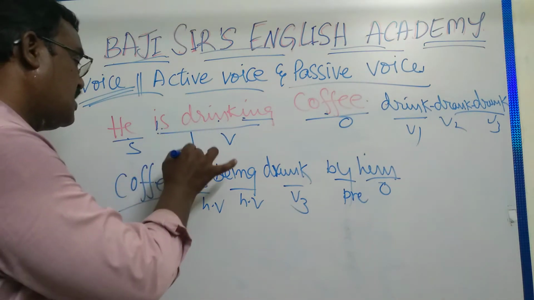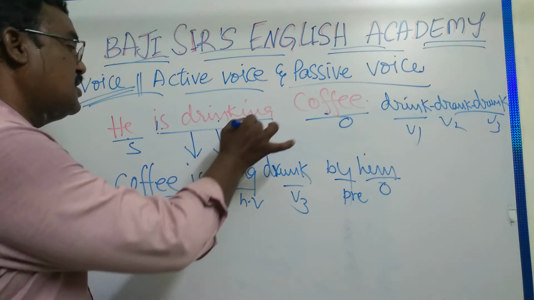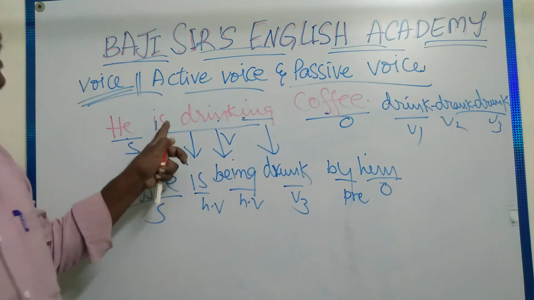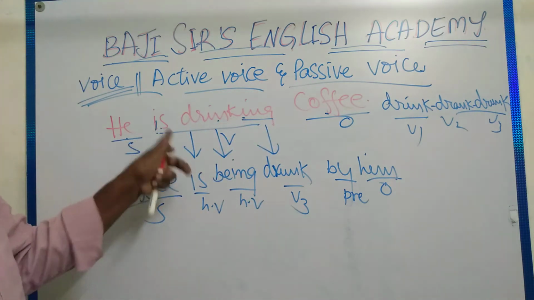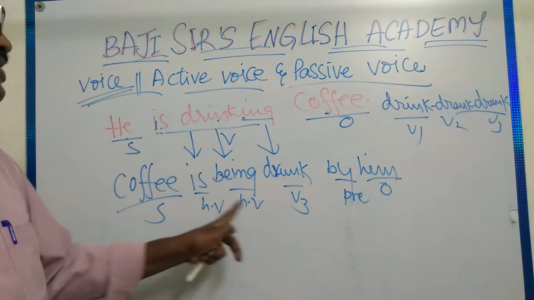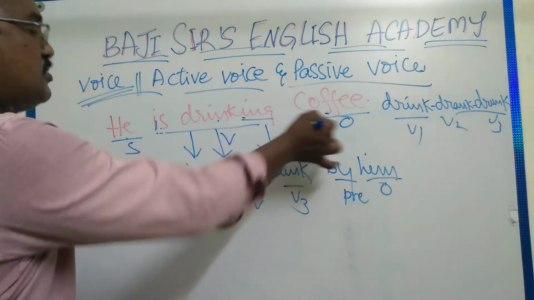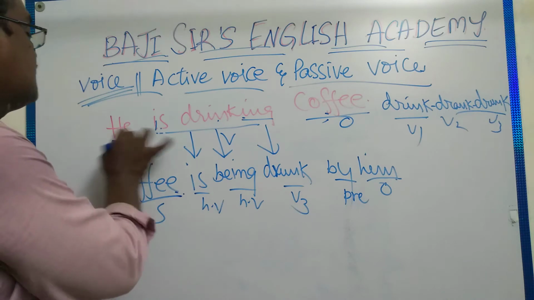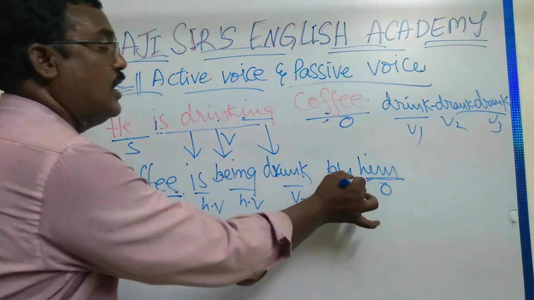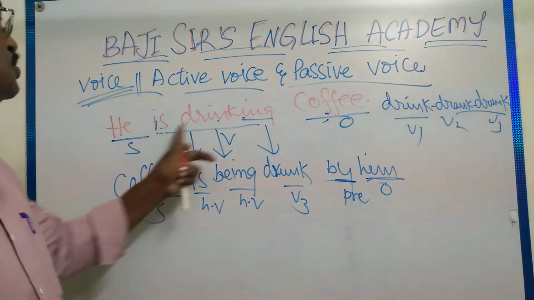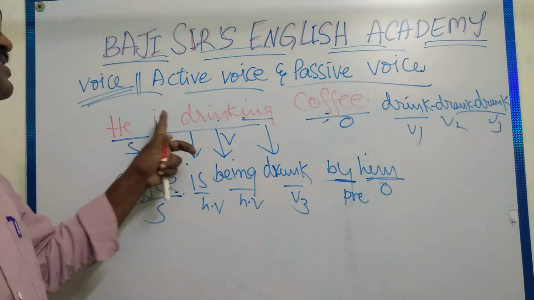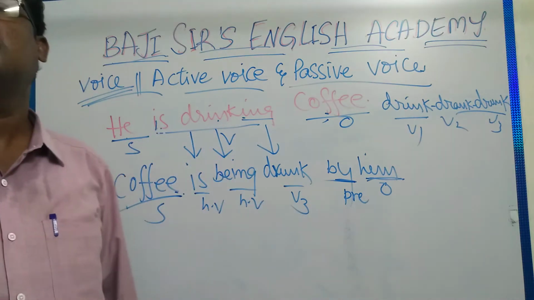So the verb we have to change into three forms. Two verbs are there: helping verb, main verb. They became three. One, two, three. Two helping verbs, one main verb. Now coffee became, the object became the subject in passive voice. The subject became the object. By, the preposition, we have to take. Previously one verb was there, one verb became two verbs.